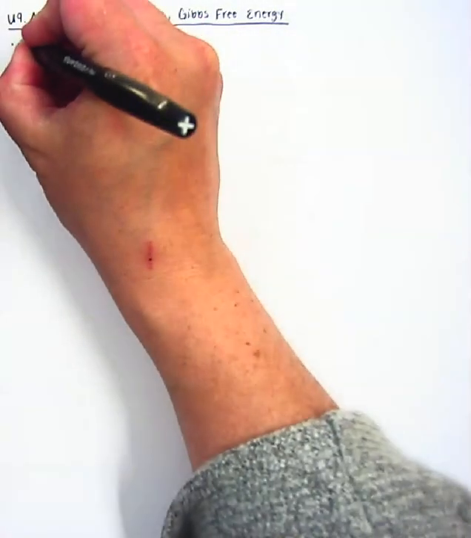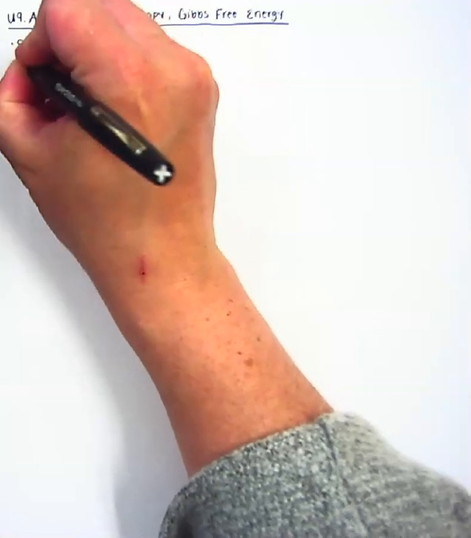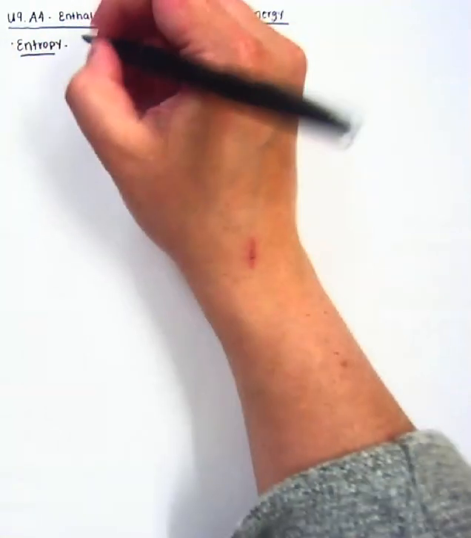In this lesson, we're going to cover Unit 9, Acquisition 4 on enthalpy, entropy, and Gibbs free energy. So we've already talked about enthalpy, so we're just going to skip over that for now. We will come back to it once we get to the calculations. First thing I want to talk about is entropy.